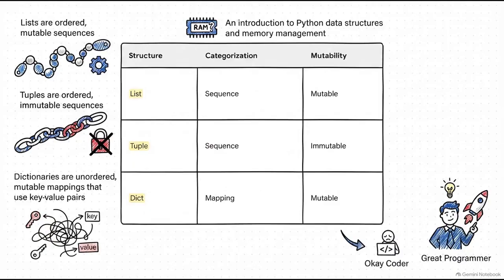So let's tie it all together real quick. Lists are ordered, mutable sequences. Tuples are ordered, immutable sequences. And dictionaries are unordered, mutable mappings that use key-value pairs. Knowing exactly when to use which structure is honestly what separates an OK coder from a great programmer.